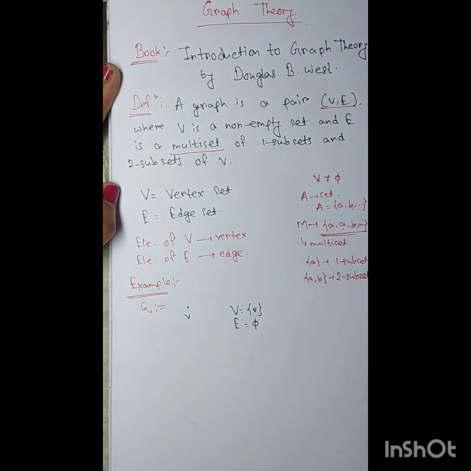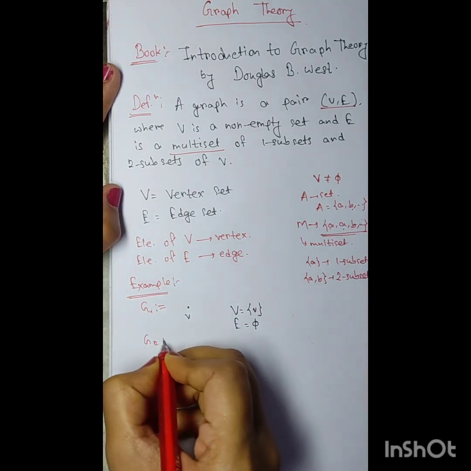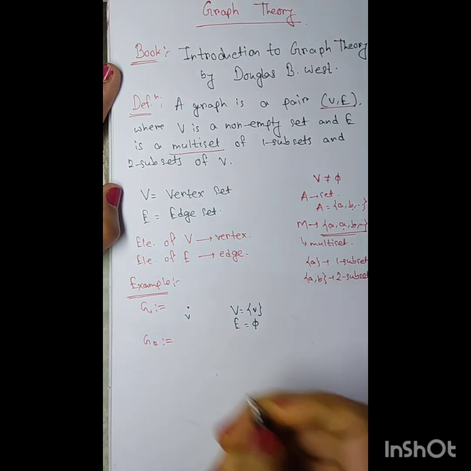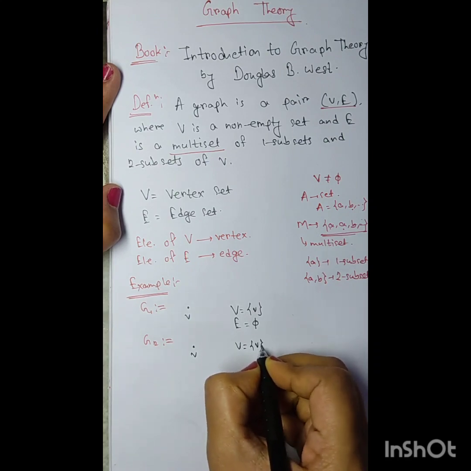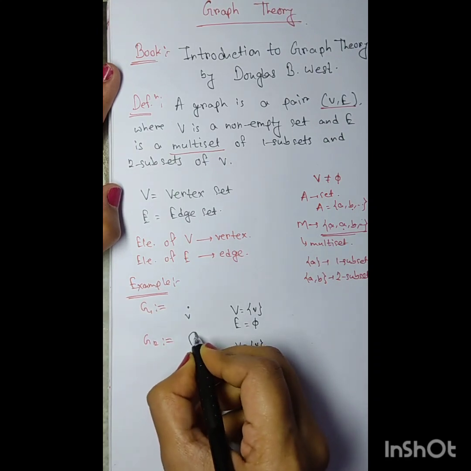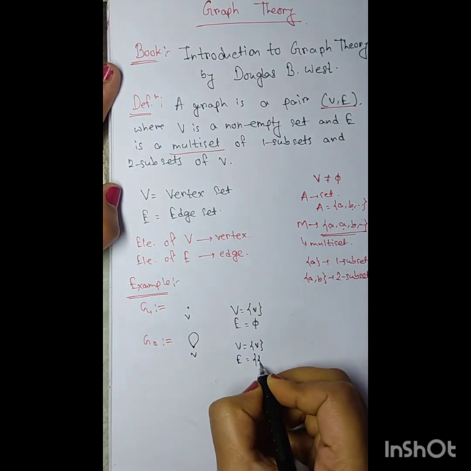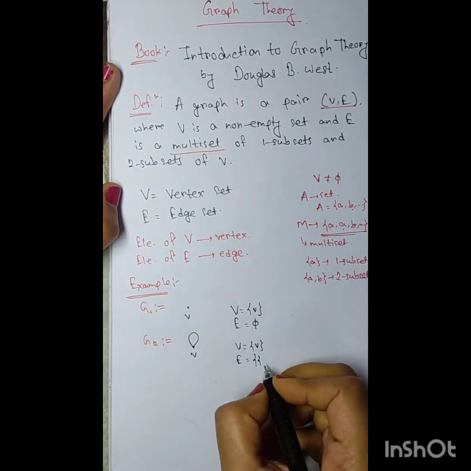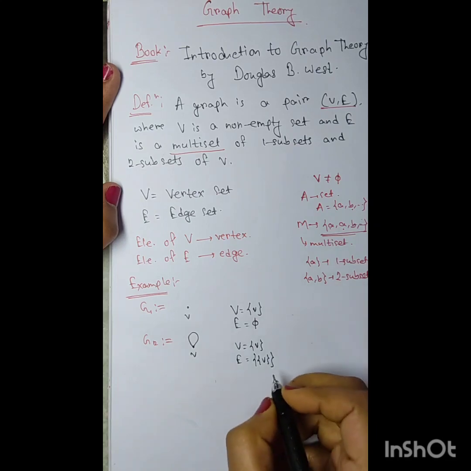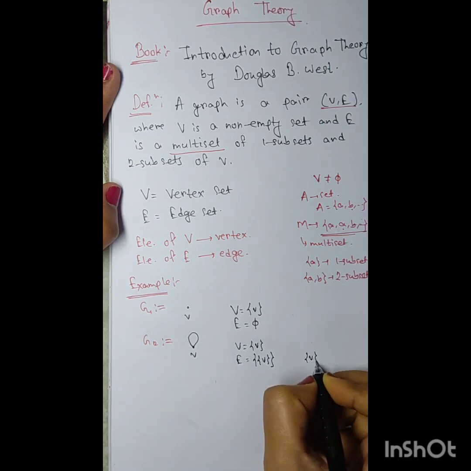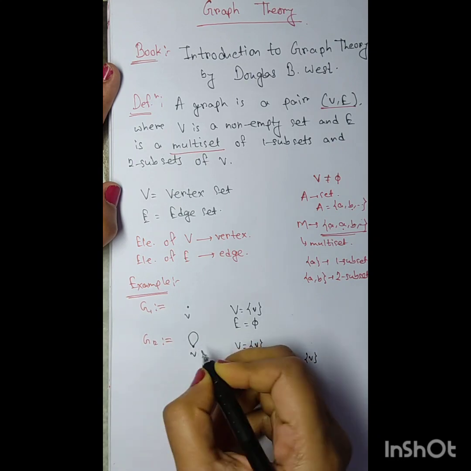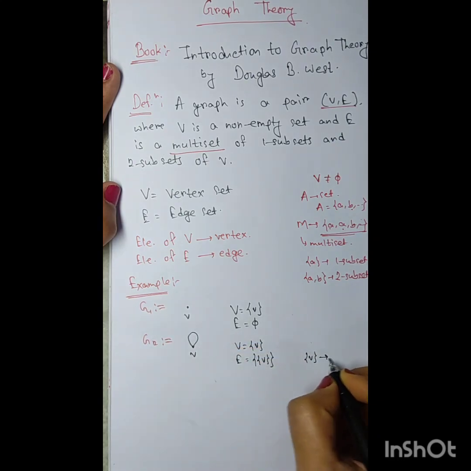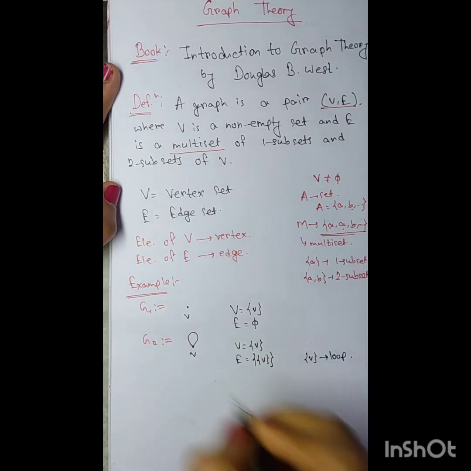Our next example is also on a single vertex, but there may be some edge. Here also the vertex set is {v}, but the edge set consists of a one-subset, {v}. This one-subset is actually an edge, but since there is only one vertex, the edge has only one vertex, so both end vertices are the same. It is called a loop. This structure is called a loop.